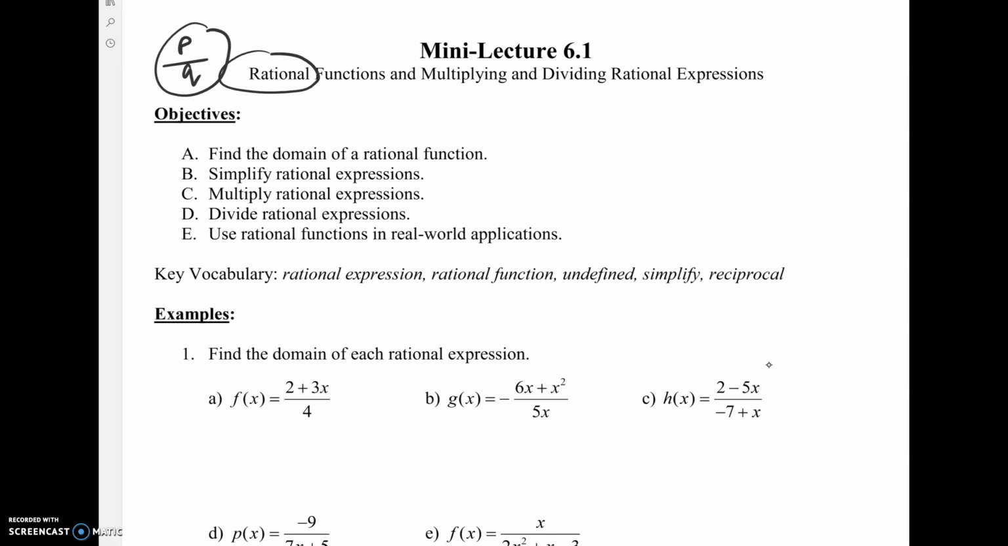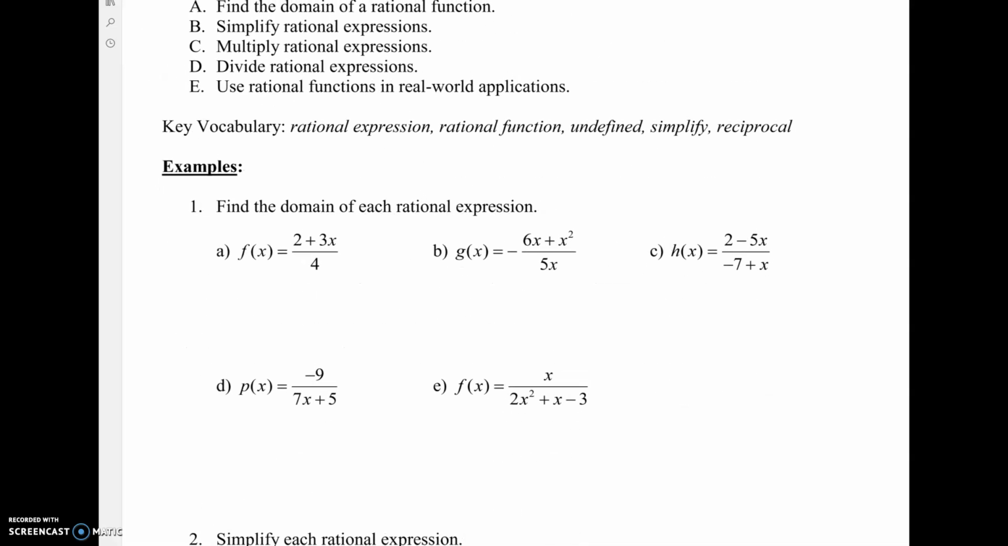So last time we really mastered our factoring skills and we took an exam on factoring, and then our idea over here is also going to help us to do more factoring techniques. So let's see. Find the domain of each rational expression.